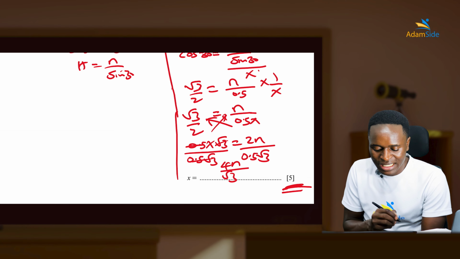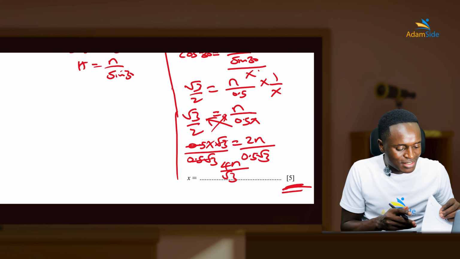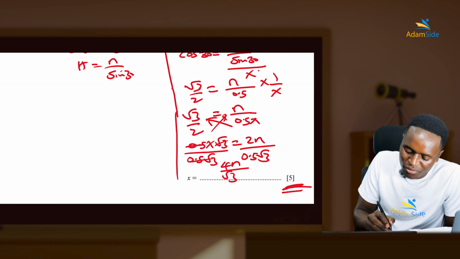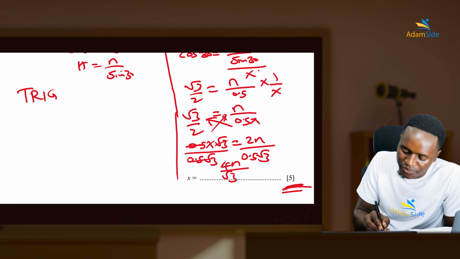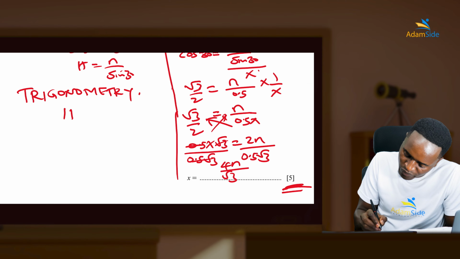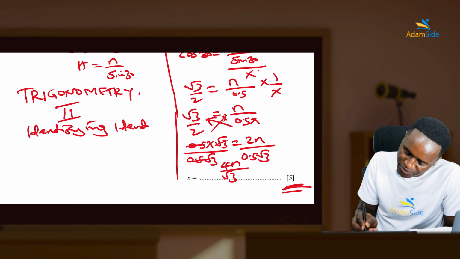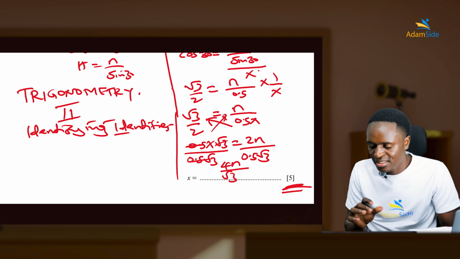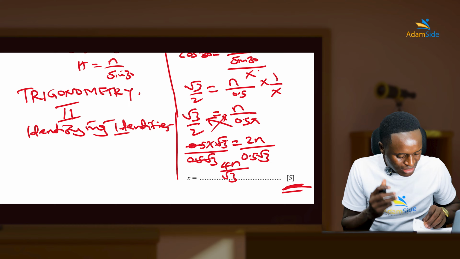5 marks like those ones, they need you to understand. And this comes from the topic of trigonometry. Here is mostly trigonometry, and this is trigonometry 2, identities. Very important unit, identities. They need to be at your fingertips.